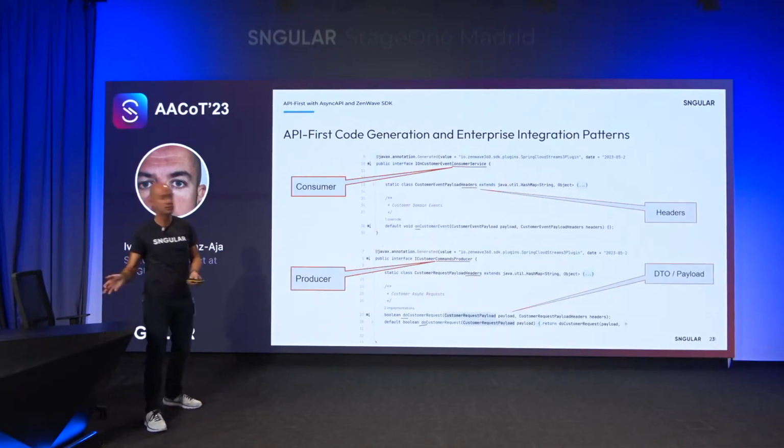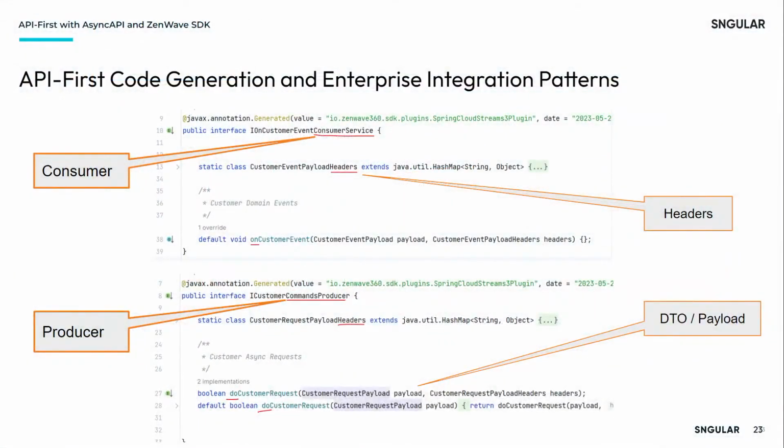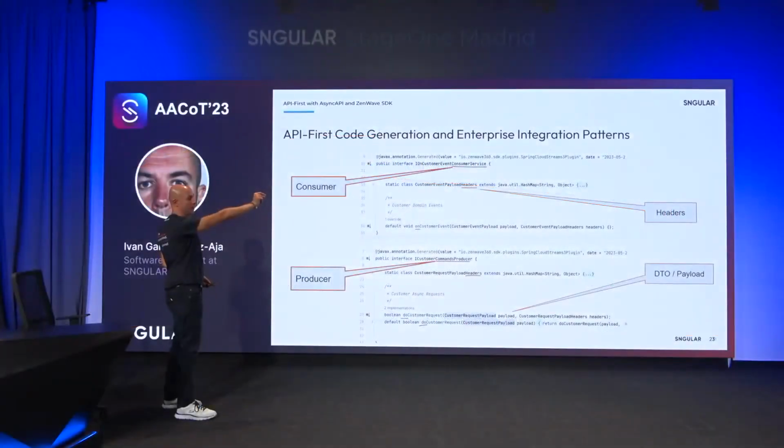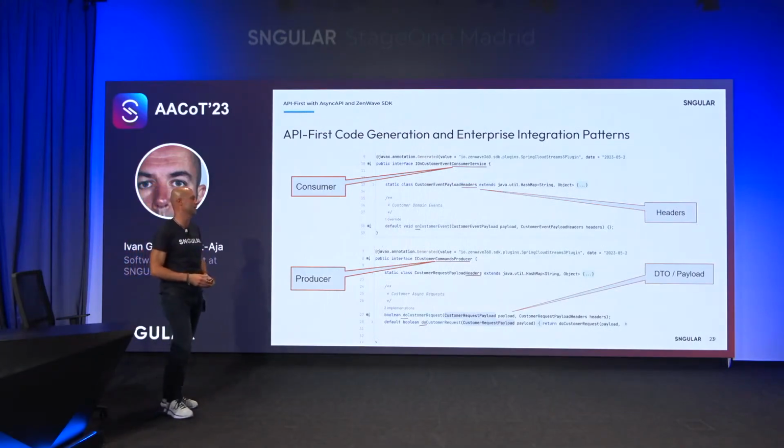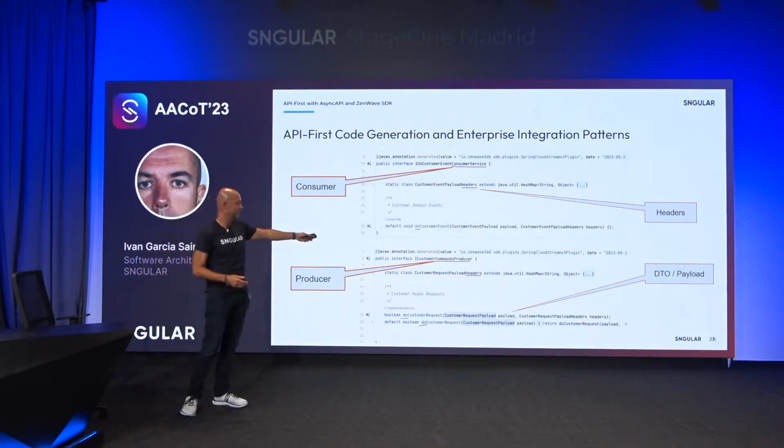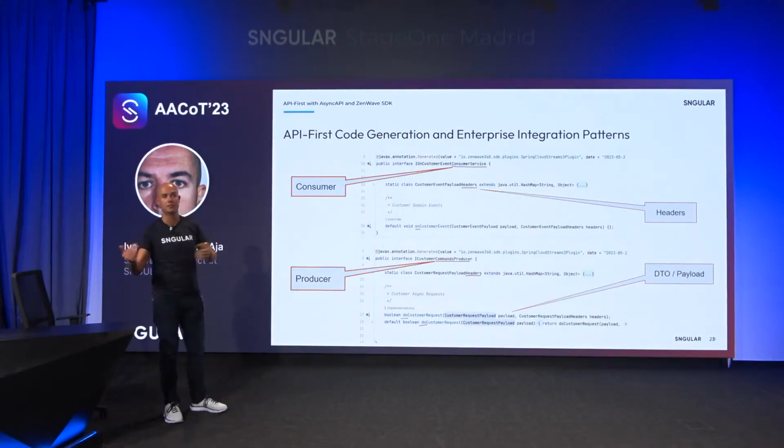And what it generates is an interface for the consumer and a class which extends a map with, well, it's collapsed there, but there are some static typed headers if you already configure it in your AsyncAPI. And for the producer, we generate an interface that looks almost the same on both sides.